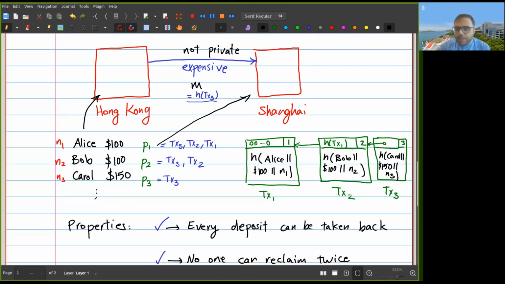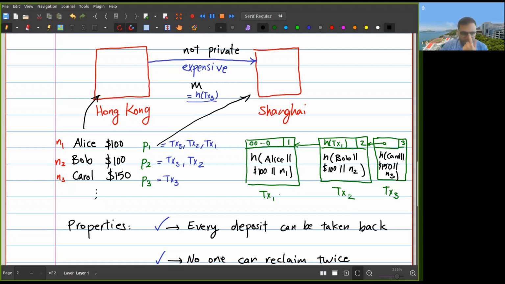But now transaction 3 doesn't really contain any information anymore, because it just has the hash of Carol's name, how much she deposited, and her nonce entry. But Carol knows all of these things. So Carol can just give her name, the amount that she deposited, and this entry to the Shanghai branch. And then again, the Shanghai branch can hash that, and they can see that the hash matches the hash that was written in transaction 3. So they can make sure that transaction 3 really says that Carol put $150, right?